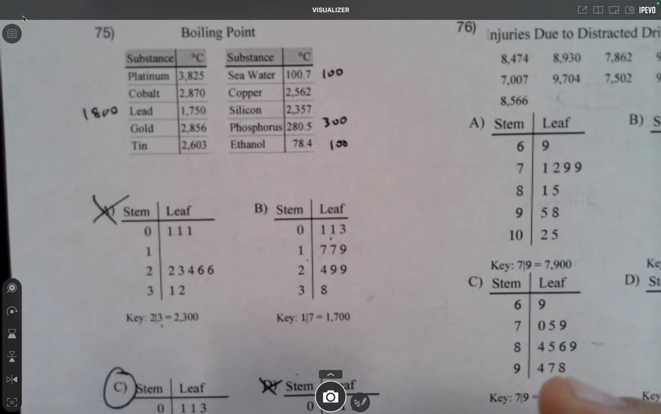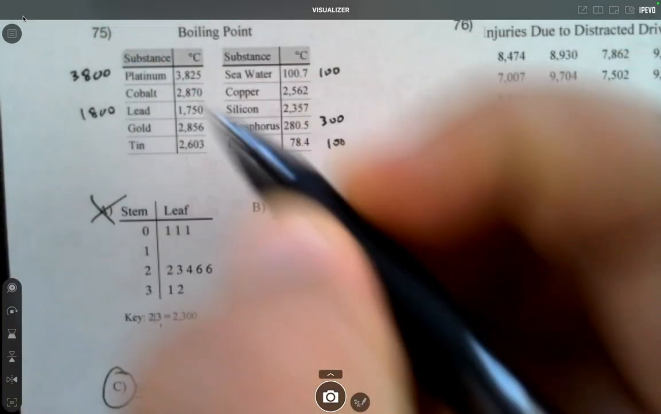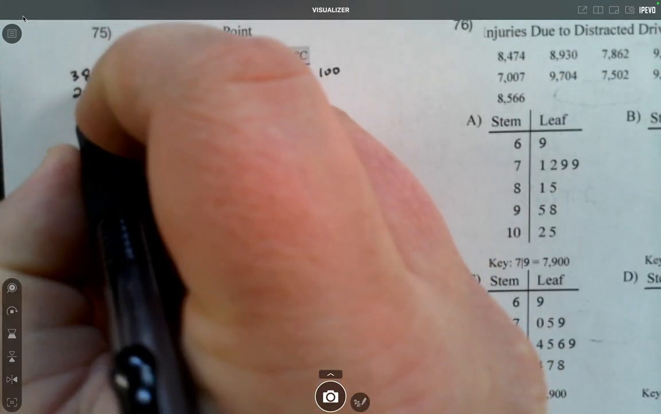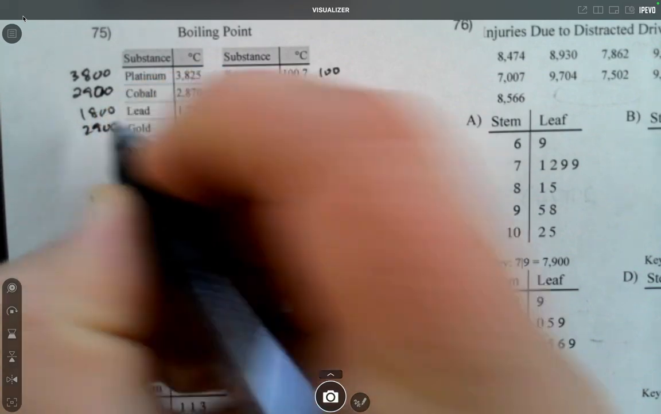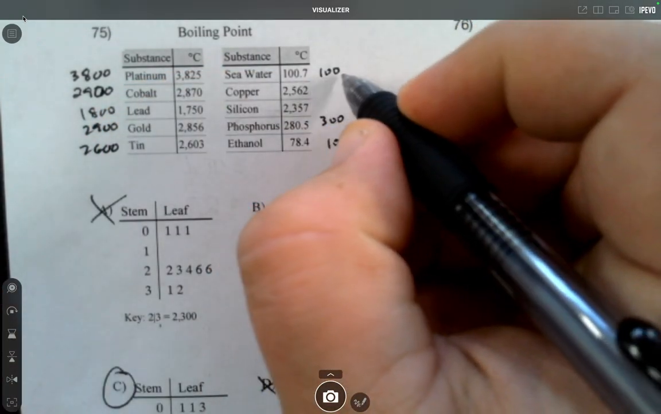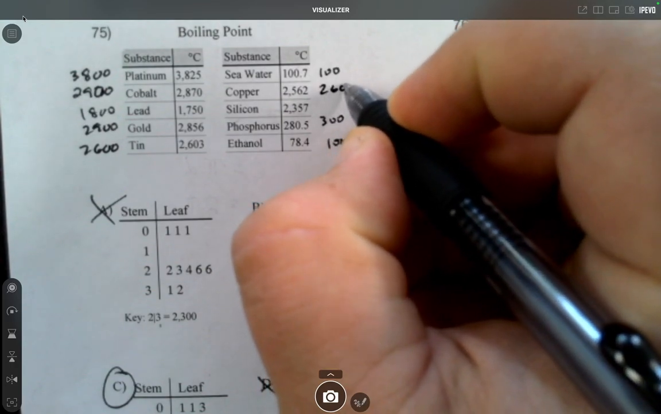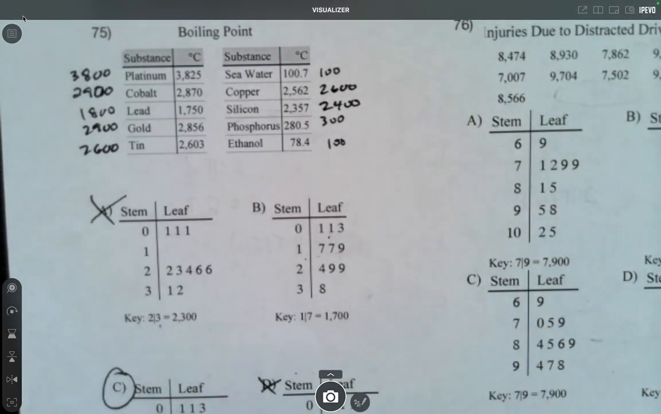So now that I'm thinking about it, a better option I should have done is just to go ahead and round these to the nearest 100, because I think that'll make a little more sense if I do that. So 3800, 2900, 2900, 2600, already did 100 there, 2600, 2400, 300, and 100. So if I'd gone ahead and done that, I think it'd make it a little easier to work out.